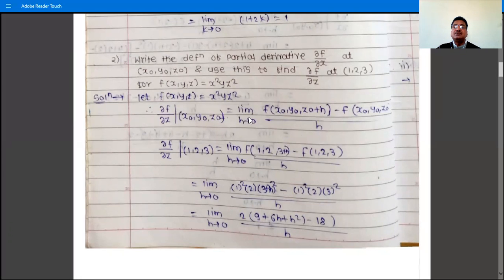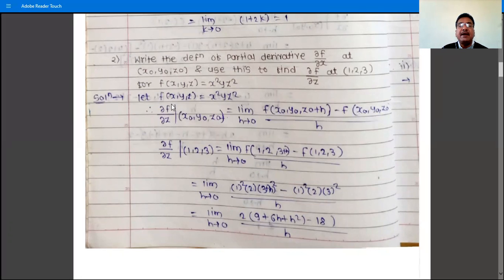Don't write h tends to 0 here. Here write, this is the definition of ∂f/∂x at (x₀, y₀, z₀). What is ∂f/∂y at (x₀, y₀, z₀)? Limit k tends to 0, f(x₀, y₀ + k, z₀) minus f(x₀, y₀, z₀) by k.